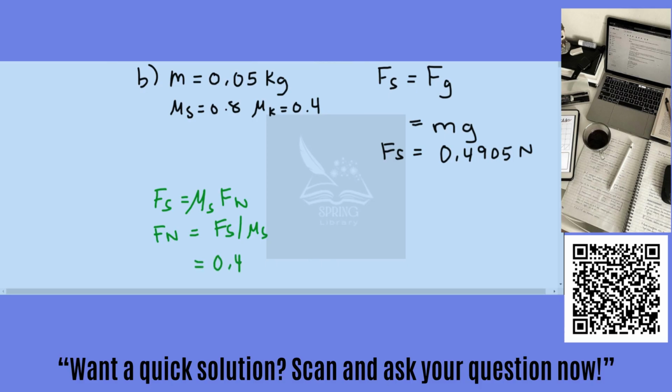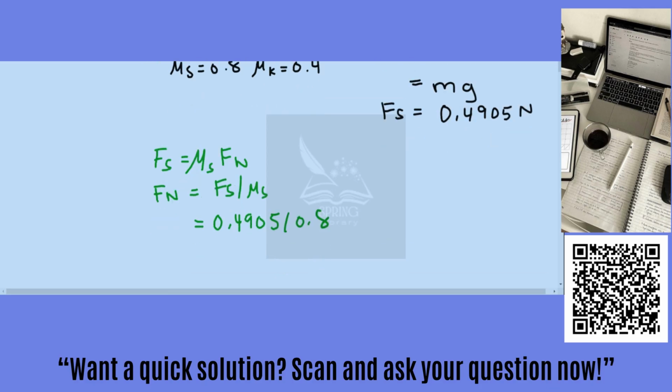And so we've got 0.4905 divided by 0.8, and that gives us a value of normal force of 0.613. So now we have the force in that direction. That's the only force that's acting on the object in that direction. And so we can simply calculate the acceleration using F net equals ma. This is in the x direction. The only force, as I said, is the normal force.